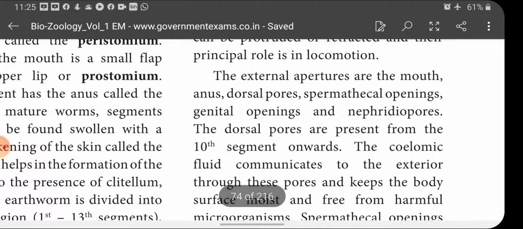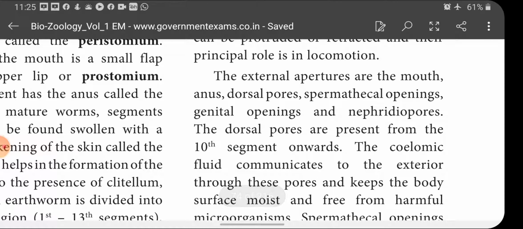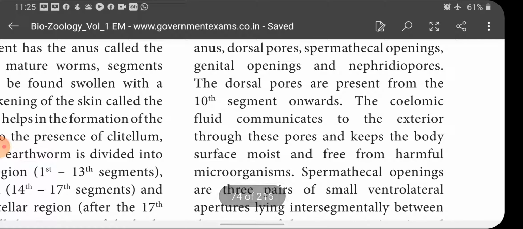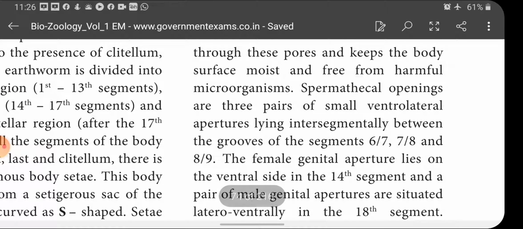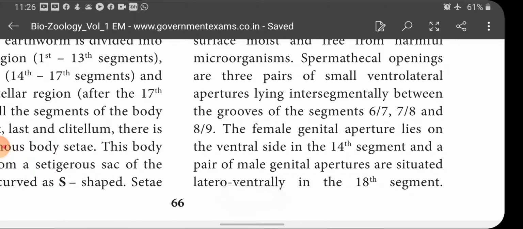Okay. So, as I said, there are many external apertures. They are present on the outer surface of the body. What is their function? The coelomic fluid is present inside the body of all species. In the earthworm, this coelomic fluid present inside the body is communicated to the outside of the body through these pores. This coelomic fluid keeps the body surface of the earthworm in a moist condition, and also keeps the body free from harmful microorganisms. This is the function of the coelomic fluid.